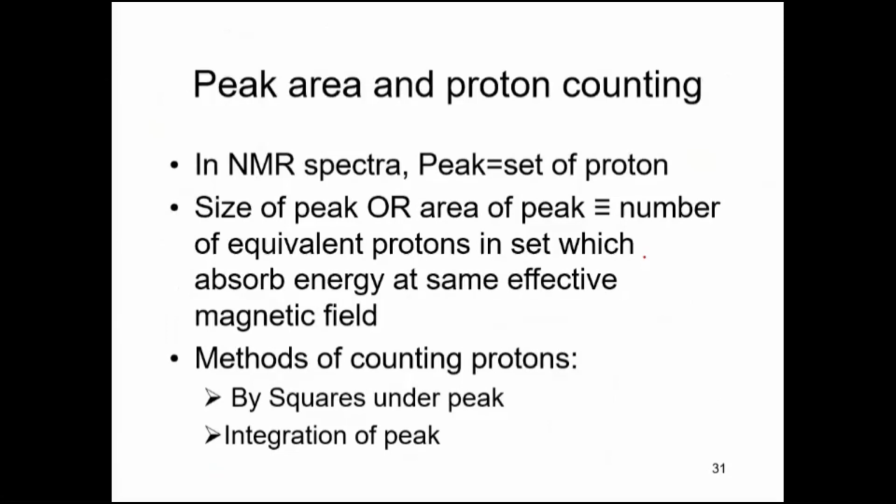Pretty much easy. Then the size of the peak or area of the peak is equivalent to the number of equivalent protons. Equivalent protons means protons which are in the same chemical environment. So the size or area of the peak is correlated to the number of similar protons in a set which absorb energy at the same effective magnetic field.